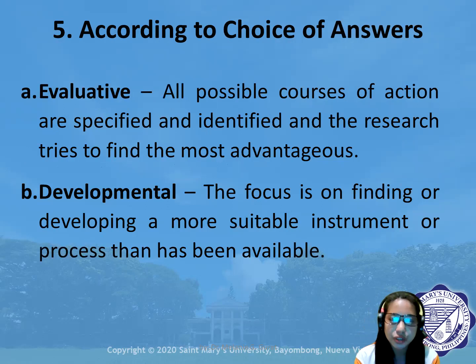According to choice of answers, we have evaluative and developmental. For evaluative, all possible courses of action are specified and identified, and the research tries to find the most advantageous. For developmental, the focus is finding or developing a more suitable instrument or process than what has been available. So for researches where we aim to evaluate, we aim to assess a particular, for example, program, it is considered evaluative. And it is developmental because we wanted to develop something.